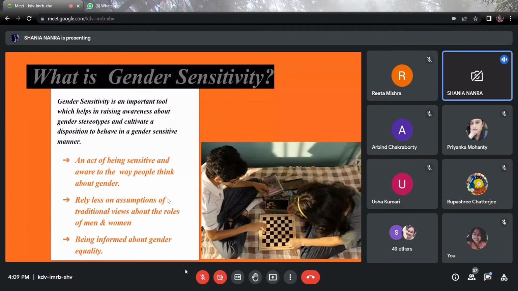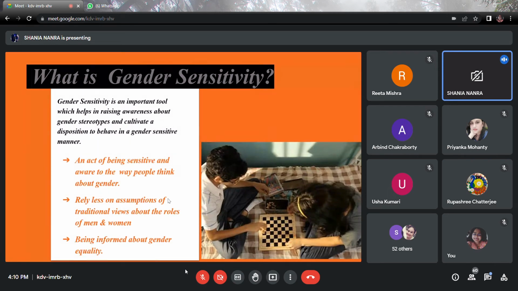What are the main basic points of gender sensitivity? It is an act of being sensitive and aware to the way people think about gender. Firstly, understanding, having a complete knowledge about gender, then making them sensitive and aware about it, relying less on assumptions of traditional views about the roles of men and women. Again, like I said, women were expected to work in the kitchen, and man was taken to be a go-getter. He had all the responsibility on his shoulders to go out and bring financial income into the house by working hard. So this again is relying on assumptions of traditional views about the roles of men and women.